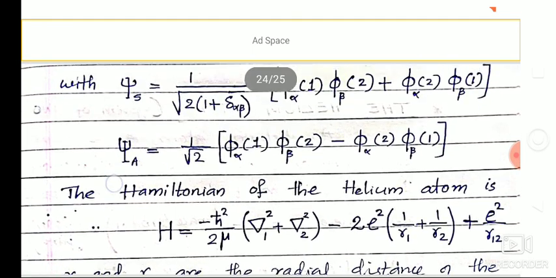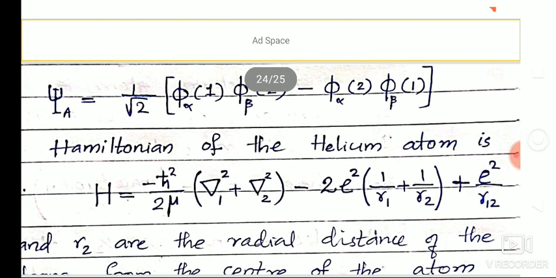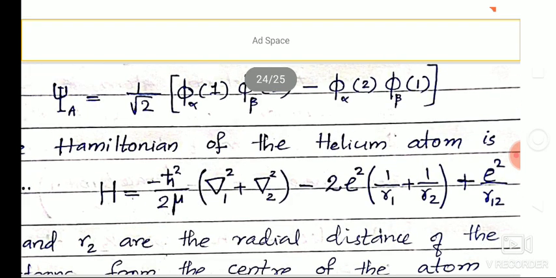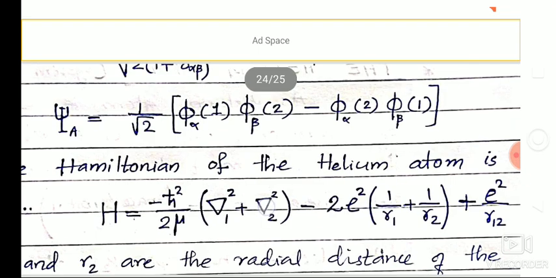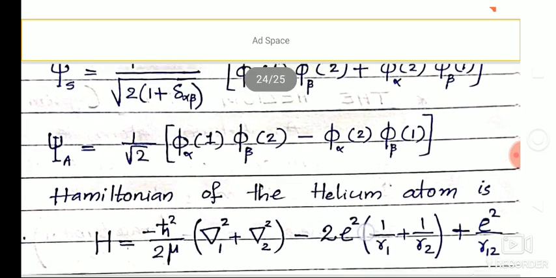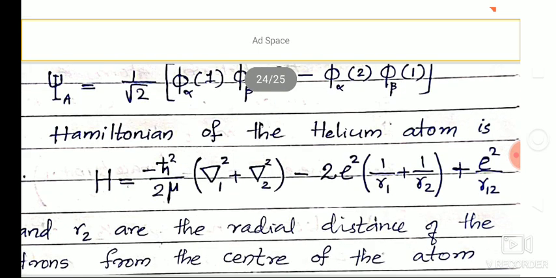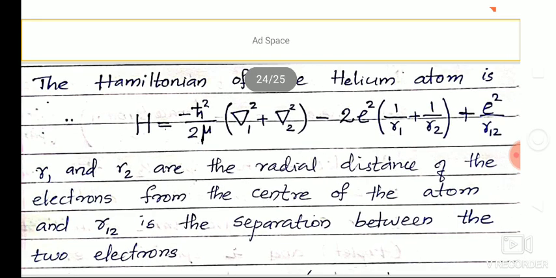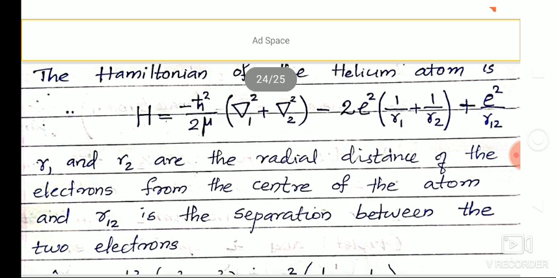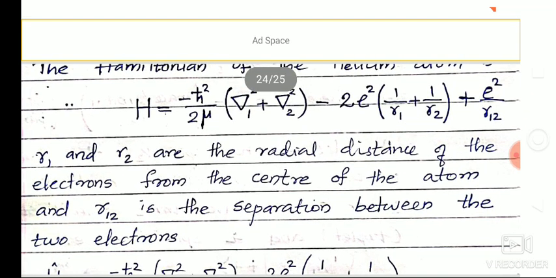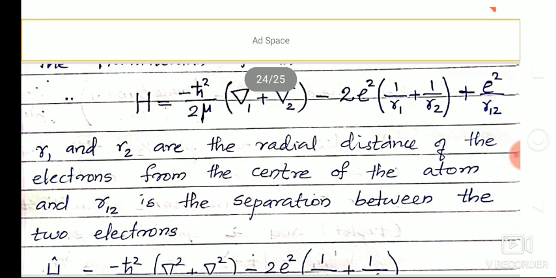Now when we look into the Hamiltonian of this system, the operator has the term minus h cross square by 2 mu, del 1 square plus del 2 square, corresponding to the kinetic energy of the 2 electrons. And we have minus 2 e square times 1 by r1 plus 1 by r2, which is the potential energy operator. In addition to that, we have a term e square by r12. Where does this term arise from? This is due to the repulsion between the 2 electrons, where r1 and r2 are the radial distances of the 2 electrons from the center of the atom, and r12 is the separation between the two electrons.